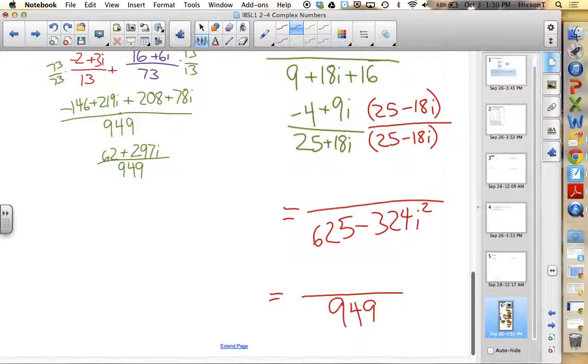Okay? The numerator, we have a negative 100. Negative 4 times negative 18i is going to be a positive 52, or not 50, 72i. Then 9i times 25 is 225i. And then 9i times a negative 18i is going to be a minus 162i squared.